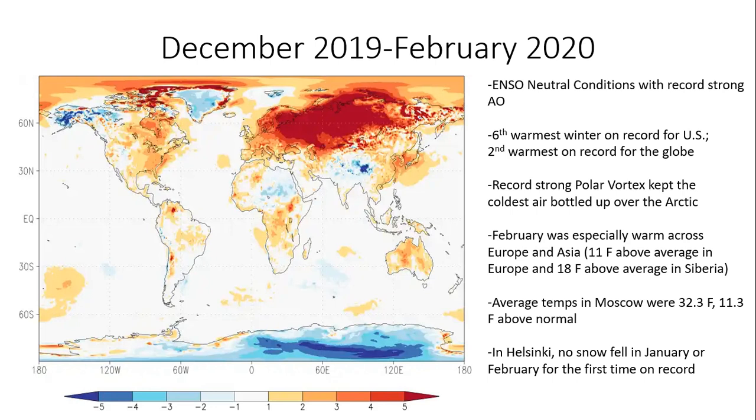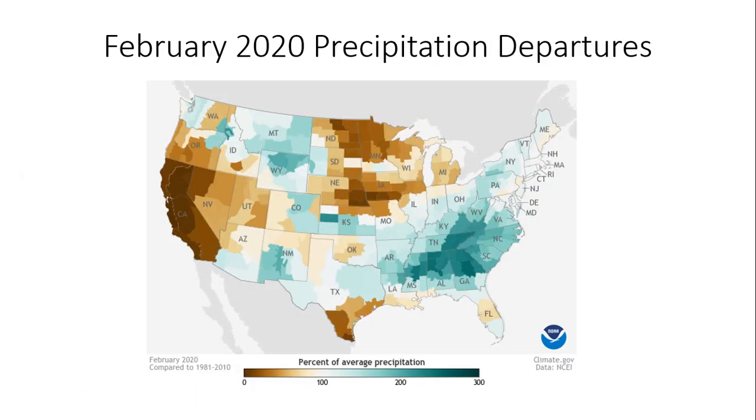Just phenomenal. The average temperatures in Moscow, Russia were 32.3 degrees Fahrenheit. This was 11.3 degrees Fahrenheit above normal for that winter. Additionally, in Helsinki, Finland, no snow fell in January or February for the first time on record. So this was a very warm winter.